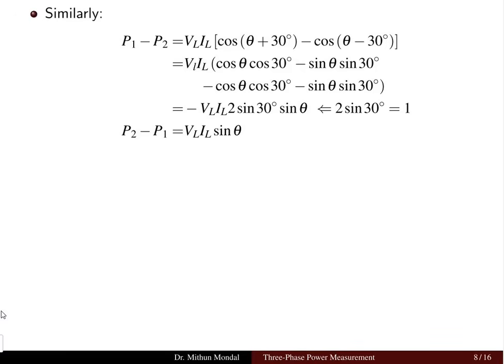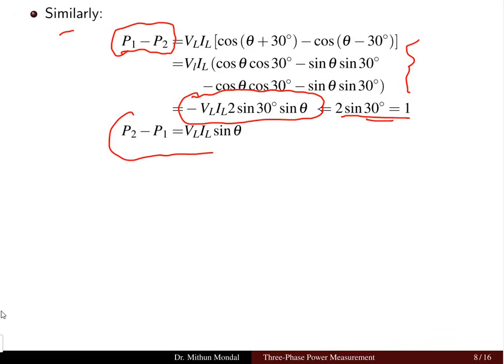Similarly, if we subtract the power P1 minus P2, we are basically getting something of this sort where 2 sin 30 is equal to 1. So this again is the derivation we are doing in terms of trigonometric rules of expansion of cosine function. So we are basically getting P2 minus P1 is equal to VL IL sin theta. Here the negative sign is there, so we are changing the position of P1 and P2. So P2 minus P1 is equal to VL IL sin theta.